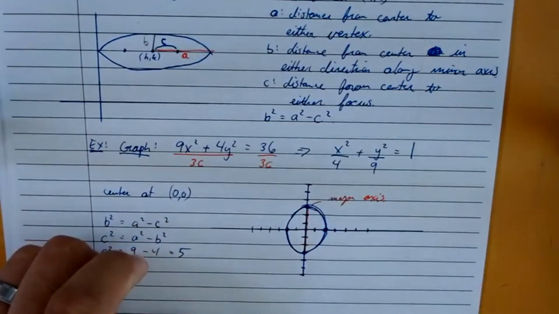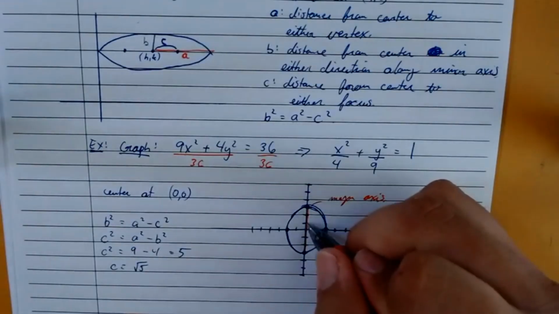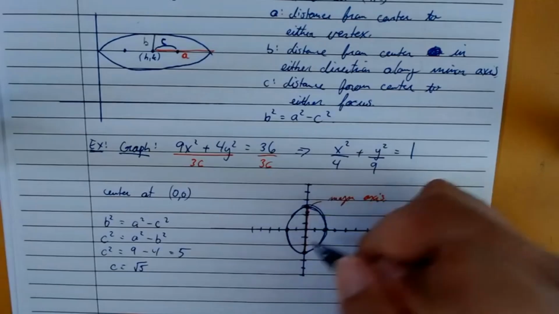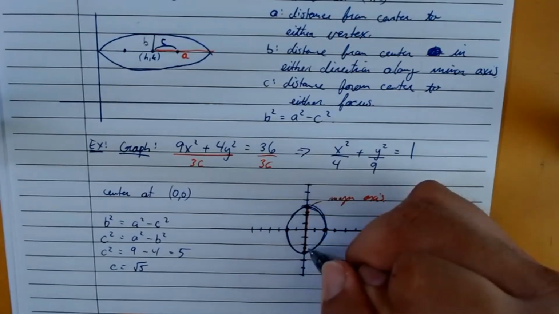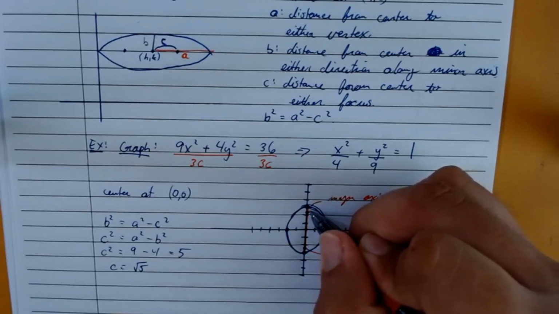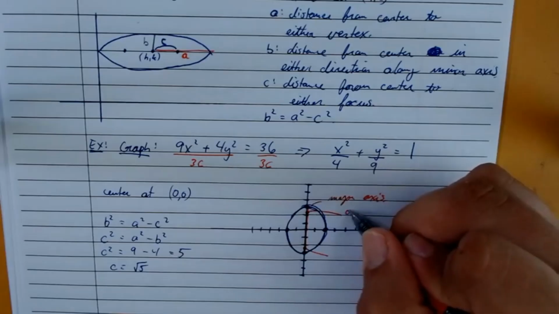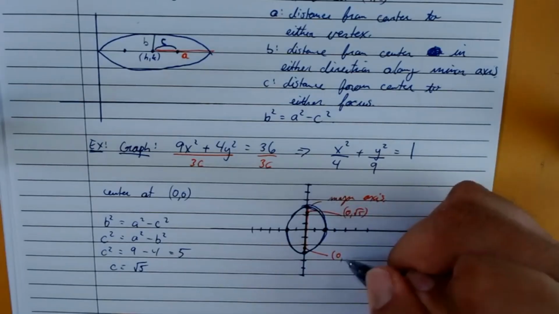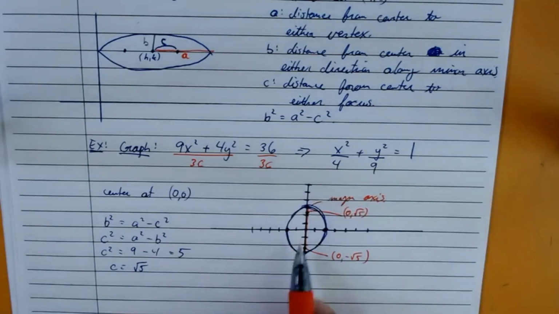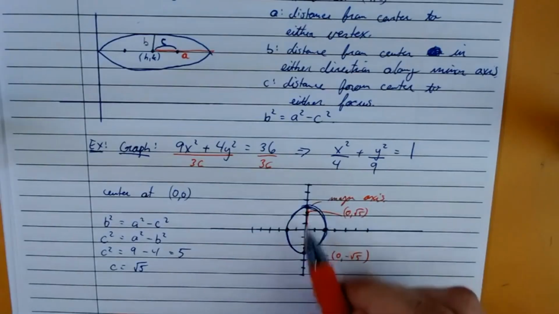So right here, I could say that's going to be up 2.2. But I wouldn't label it as 2.2. I would label it as the square root of 5. So 0 comma root 5 and 0 comma negative root 5 in either direction. And there we go. That's a complete graph. We have our ellipse along with its center and its foci.